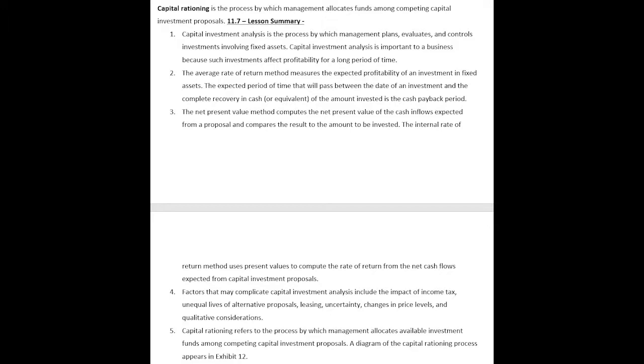The expected period of time that will pass between the date of an investment and the complete recovery in cash or equivalent of the amount invested is the cash payback period. The net present value method computes the net present value of the cash inflows expected from a proposal and compares the results to the amount to be invested. The internal rate of return method uses present values to compute the rate of return from the net cash flows expected from capital investment proposals.